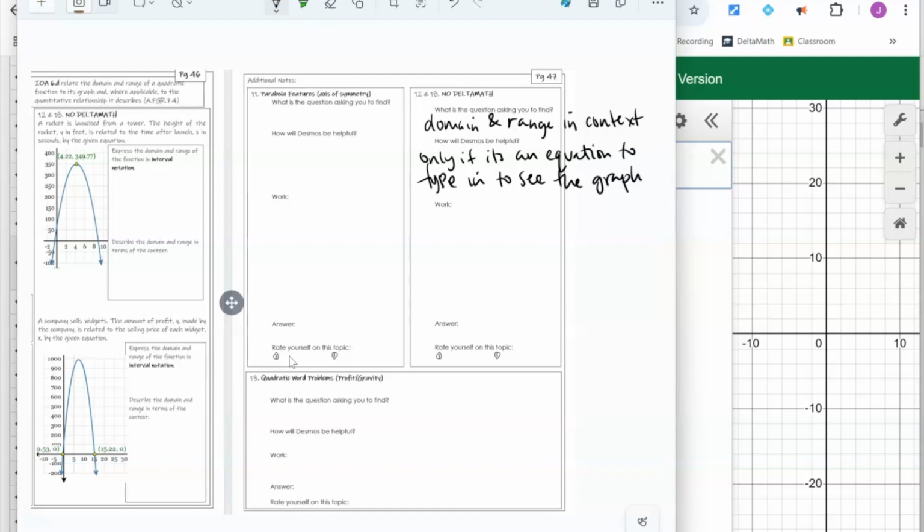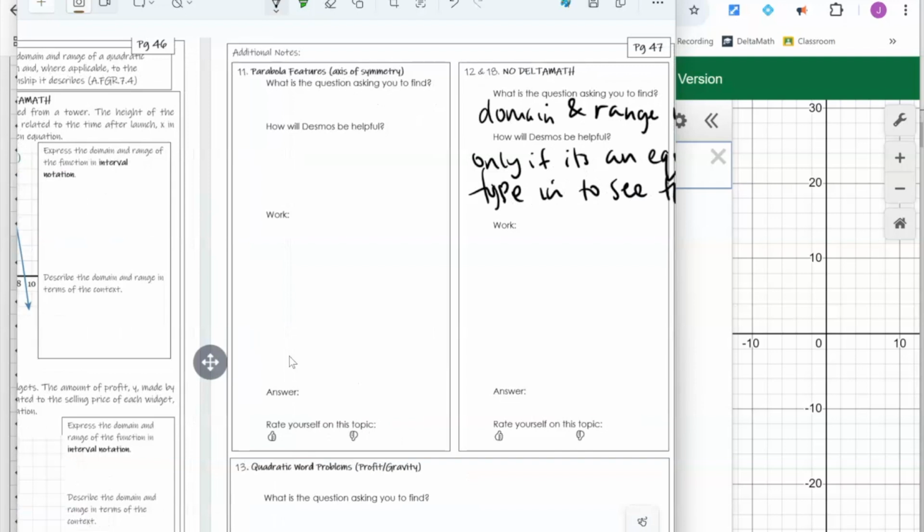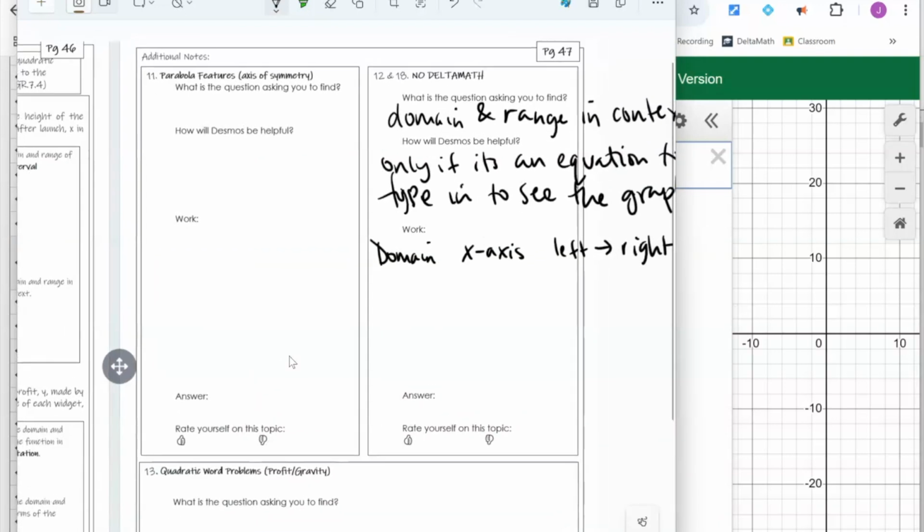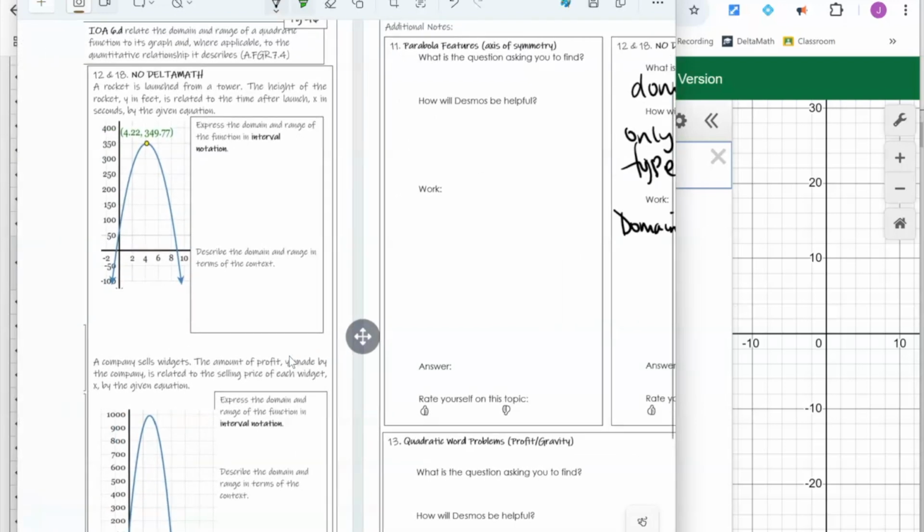All right, so here's my work. Let's talk about it. Domain is which axis? It's the x-axis, and then from where to where? Left to right. So domain is the x-axis, left to right. I shouldn't be looking at any other axis except the x-axis for left and right. Now, before you answer that the domain is all real numbers, or negative infinity to infinity, just because you see arrows, remember this is a real world problem.